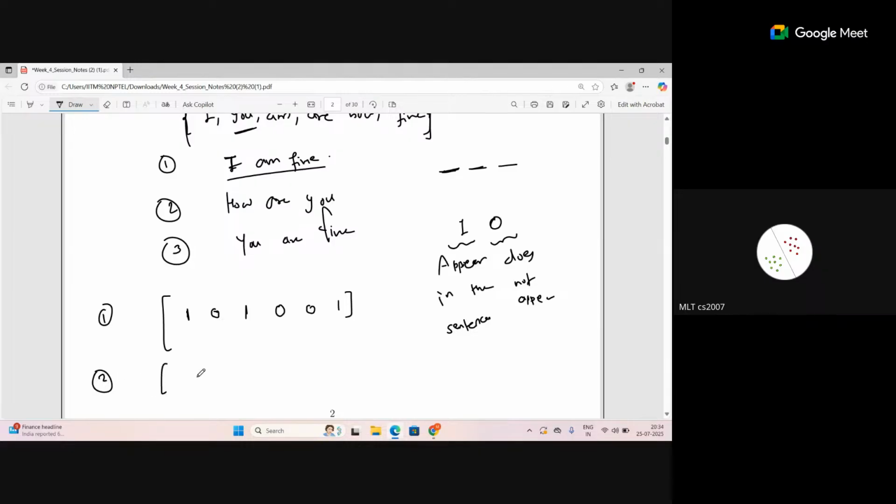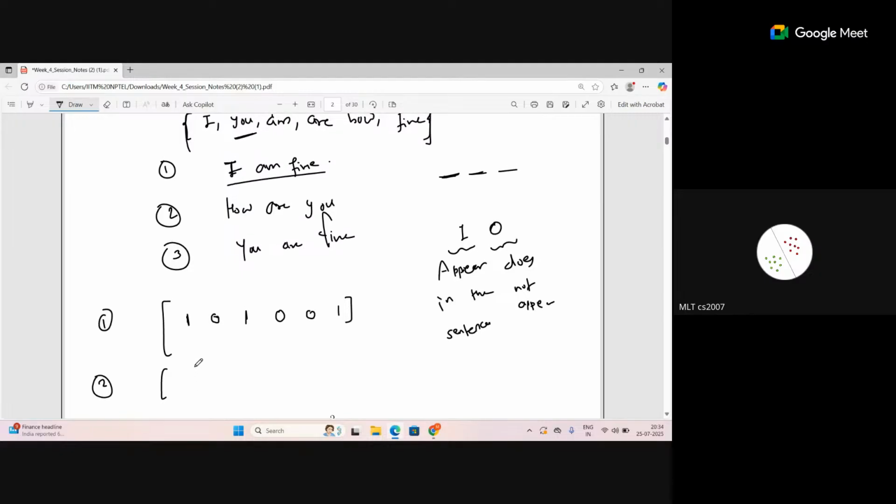Okay, what about the second sentence? How will the second sentence be coded? It is zero, one, one, zero, zero, one. That corresponds to I, you, am, are, how, and fine. Did all of you understand this?